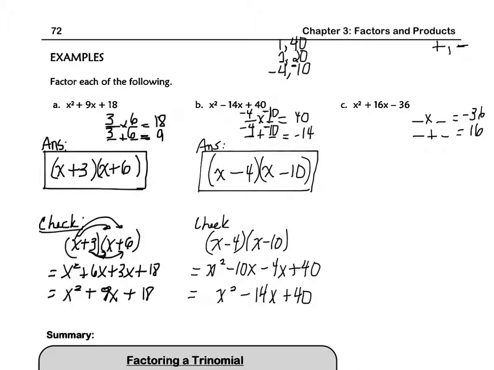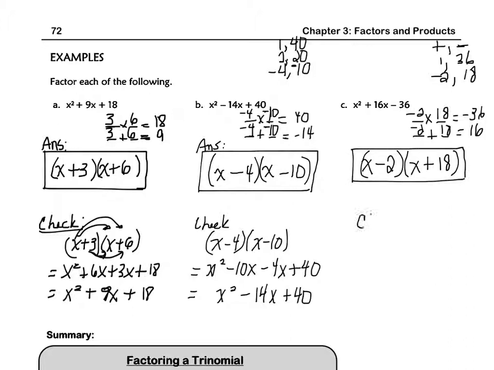So if you think about the factors of 36, 1 and 36, if one of those is negative, you're not going to have a sum of 16 when you add them. But 2 and 18 will work, because if the 2 is the negative, then they will multiply to give you negative 36, but add to give you 16. So negative 2 and 18. So your factors would be x minus 2 and x plus 18.